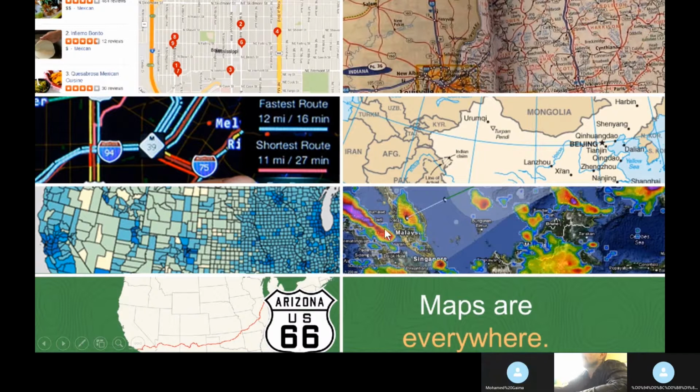see here, and different natural phenomena on a map.